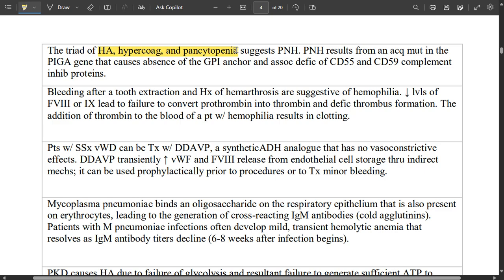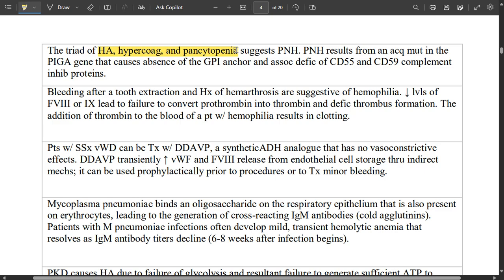Hypercoagulability. There is hemoglobinuria, so there is an increased amount of free hemoglobin because of hemolytic anemia, and hypercoagulability is one of the very commonly associated symptoms in PNH. And pancytopenia: there is a decrease in all three blood cell lines, thus causing pancytopenia.